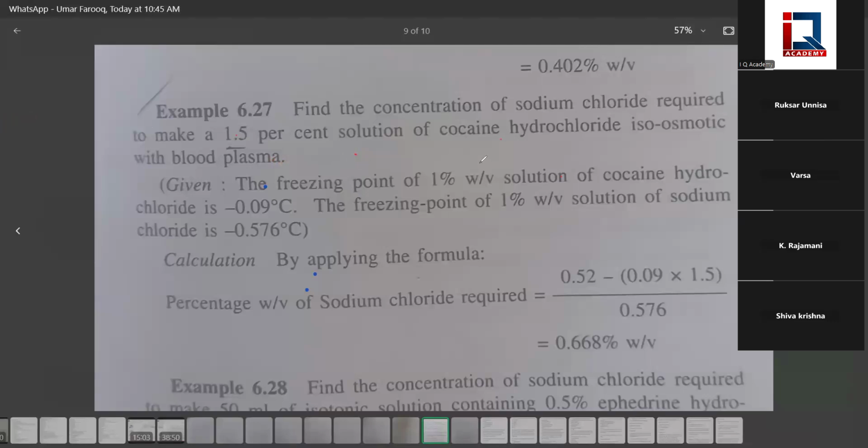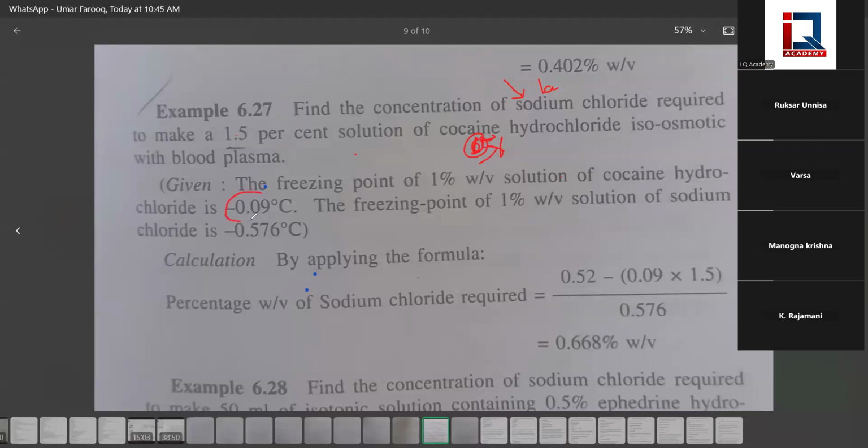So what is B here? Cocaine hydrochloride, because this is the solution we prepared. Ruksar, got it? Sorry, extremely sorry. The freezing point of sodium chloride is B here because you are adjusting using sodium chloride. And the formulation which we prepared is cocaine hydrochloride, so the freezing point of cocaine hydrochloride is A. Extremely sorry. Got it? See, the freezing point of 1% solution of cocaine hydrochloride is given.